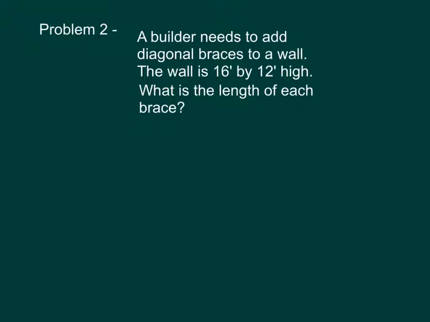Here we have problem 2. A builder needs to add diagonal braces to a wall. The wall is 16 feet by 12 feet high. What is the length of each brace? So again, take the time to draw a diagram and apply the Pythagorean theorem to this problem. Again, good luck.